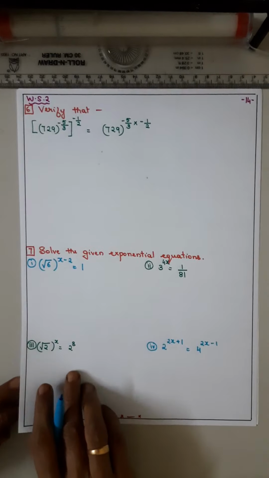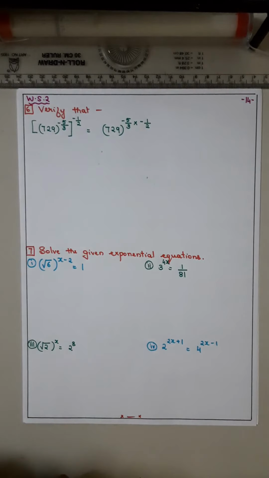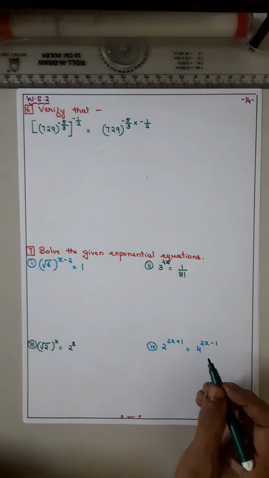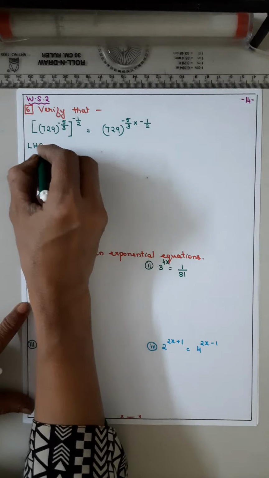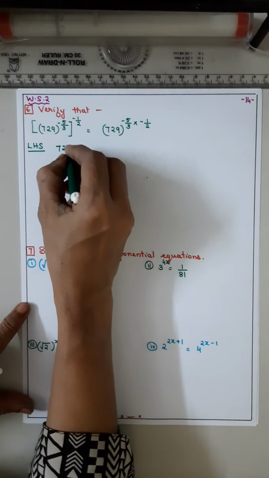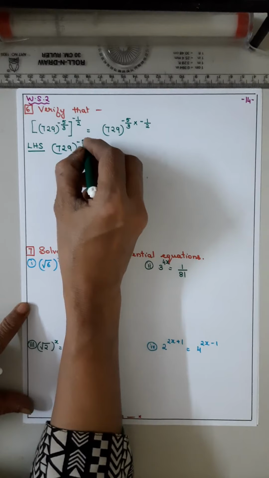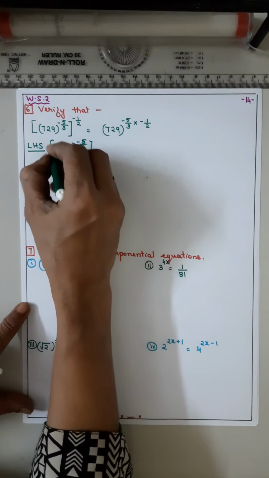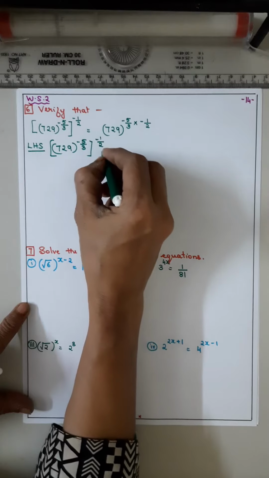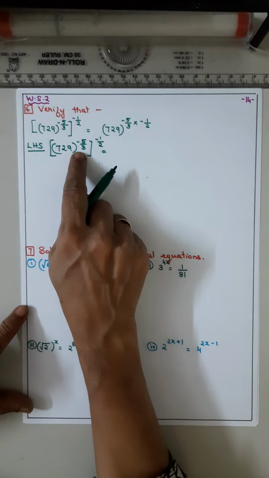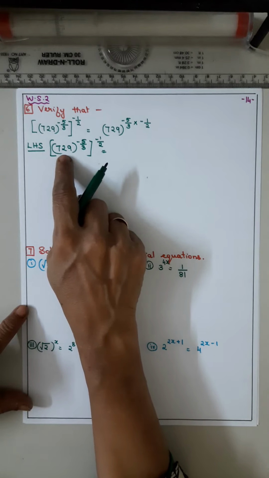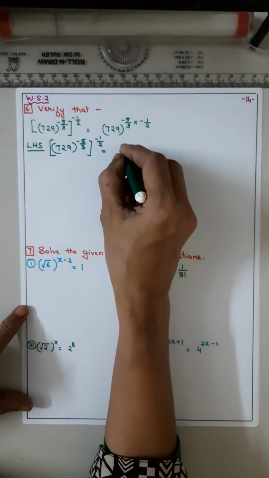Now coming to the question number 6, verify that. Verification. So LHS, RHS, isn't it? So first you write the question. LHS: 729 the power minus 5 by 3 the whole power minus 1 by 2. Now here the power is minus 5 by 3. So 729 is the cube of which number? It is 9 cube.